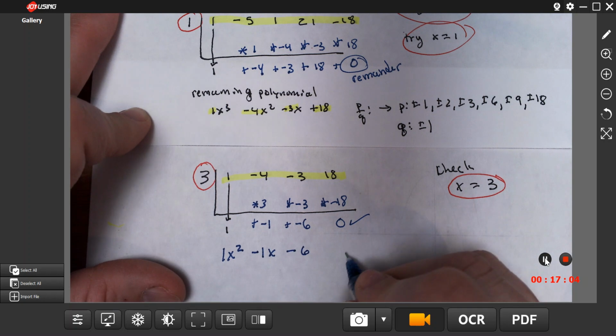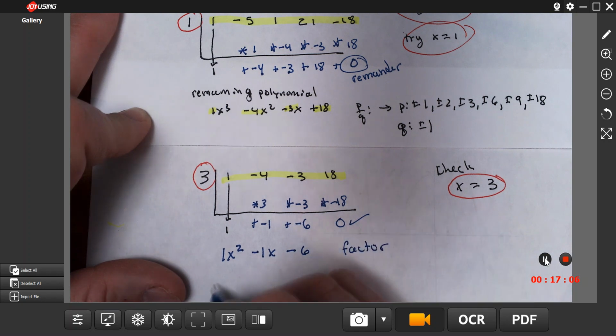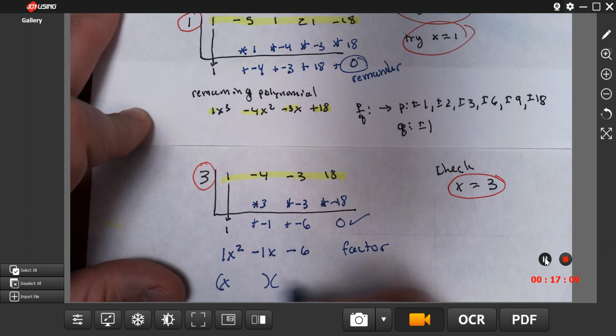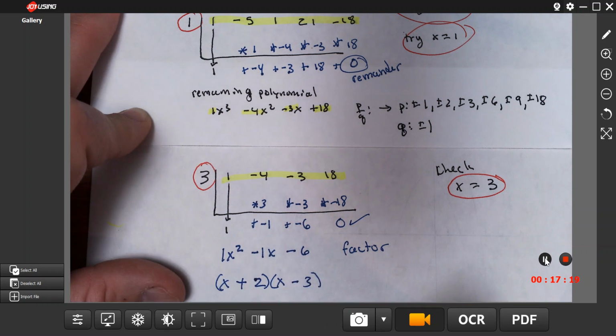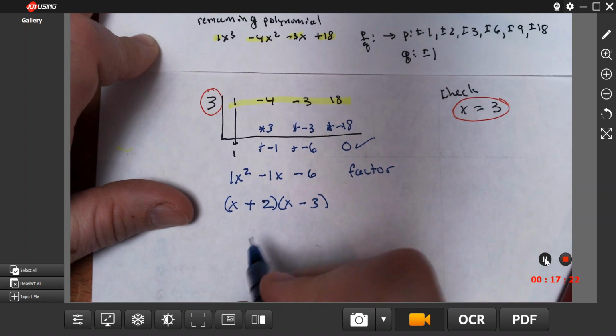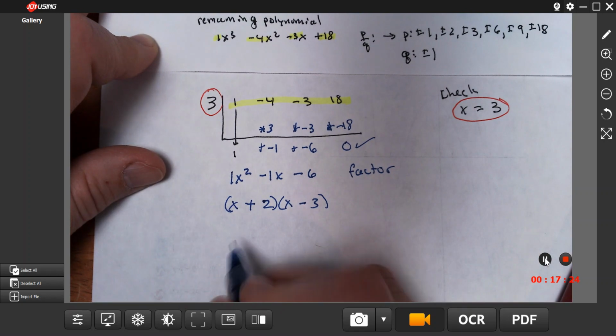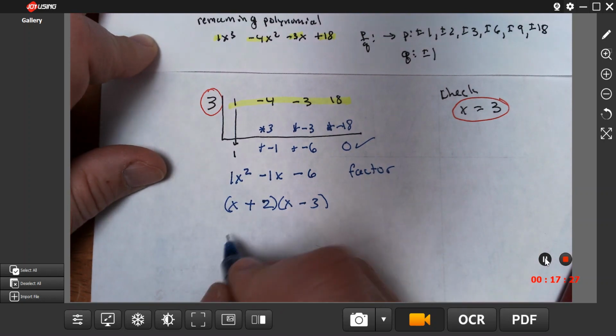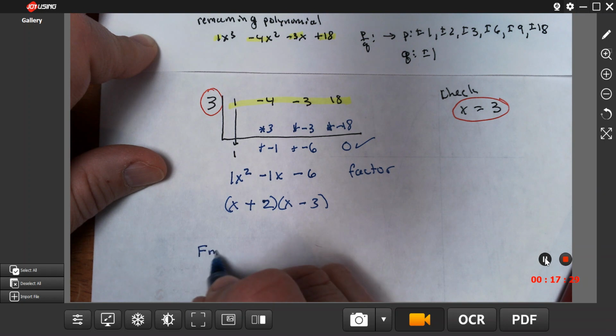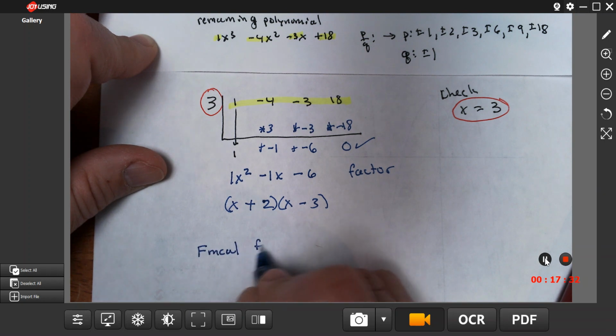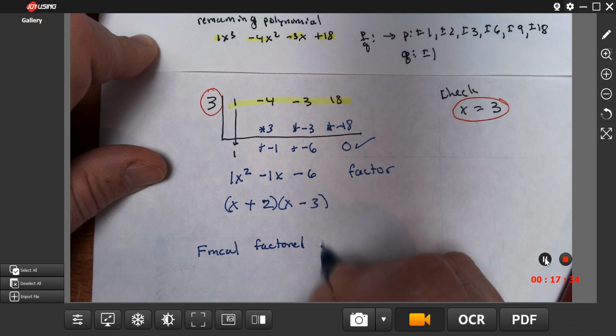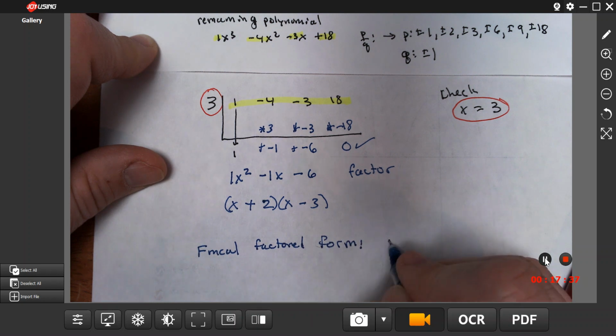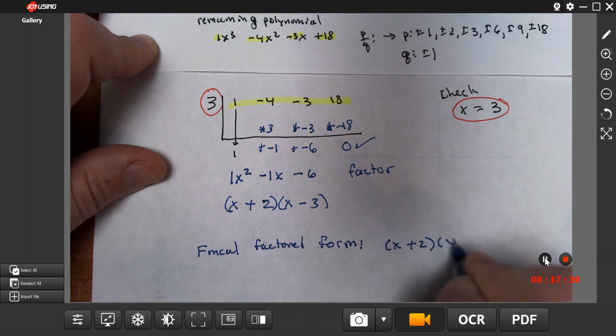And since this is quadratic, we can factor it. So this factors into, it's going to be a 2 and a 3 that work. And to get -1, I need a negative on the bigger number. So that's the factors. So the final answer to this original polynomial, I'm going to have 4 factors because it was quartic. So the final factored form is going to be x plus 2 times x minus 3.